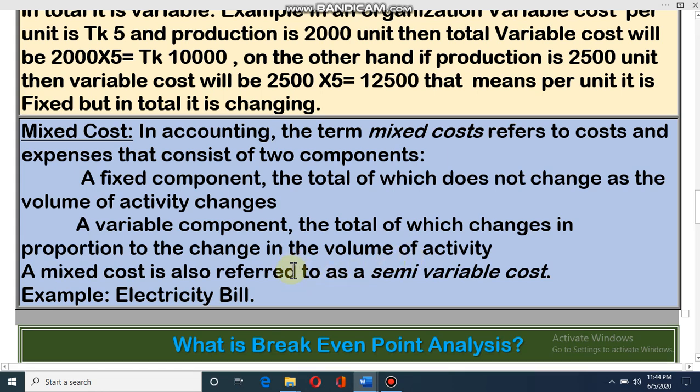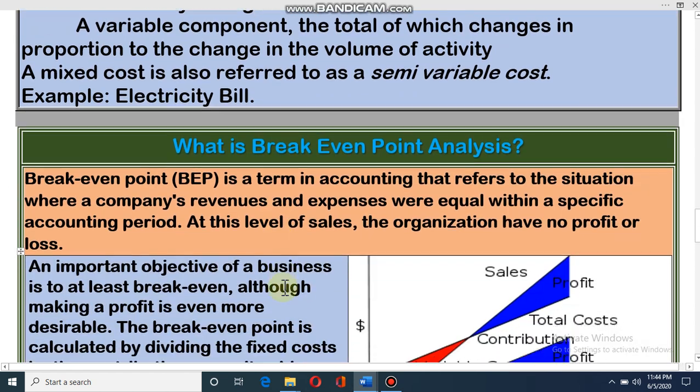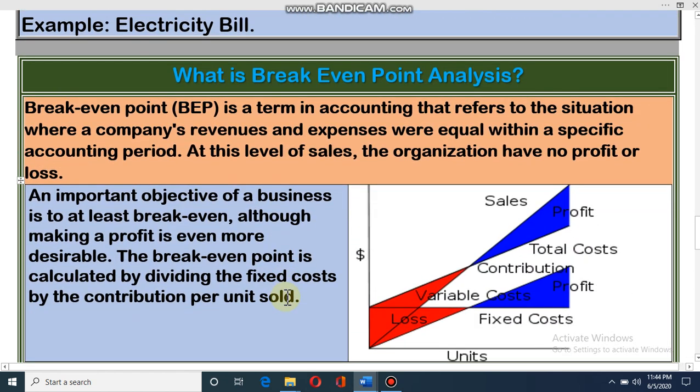I hope you understand. Dear student, now another important topic for CVP analysis. It is break-even point analysis. Break-even point is a term in accounting that refers to the situation where a company's revenues and expenses are equal. That means in break-even point, whatever the expenses, they earn the same amount of money. That means there is no profit, there is no loss at this level. That means the company is at break even.